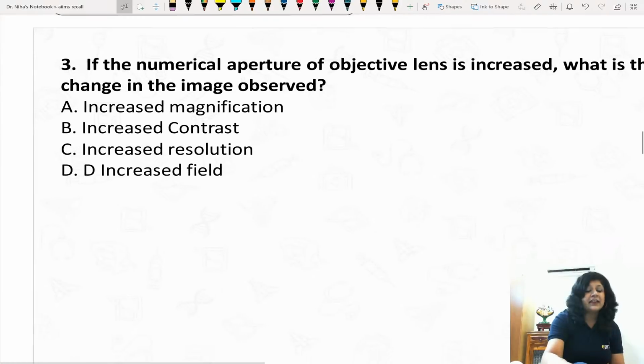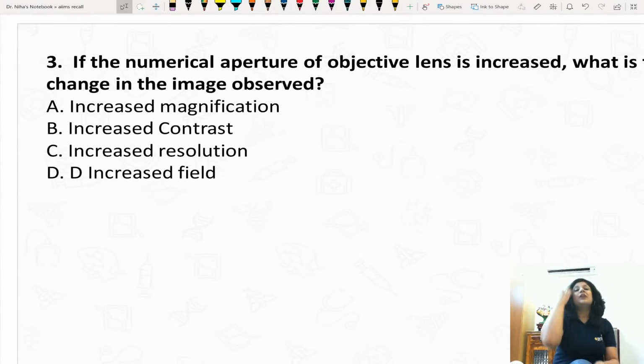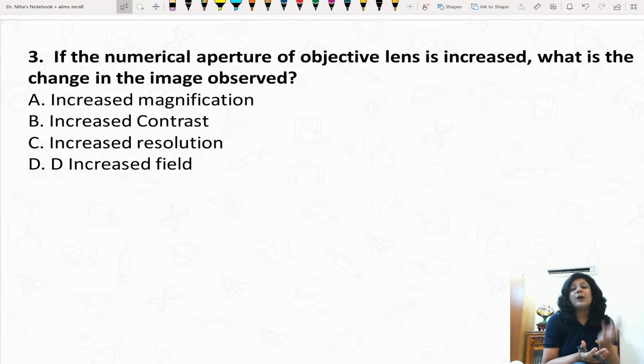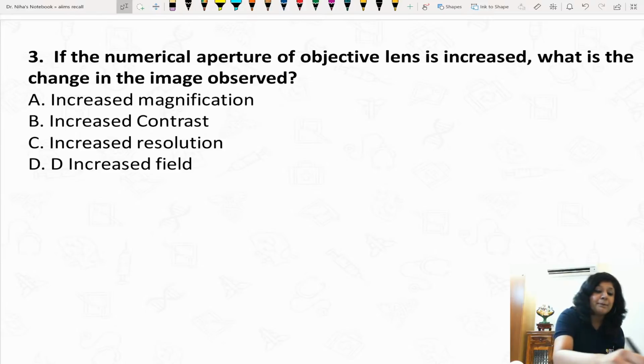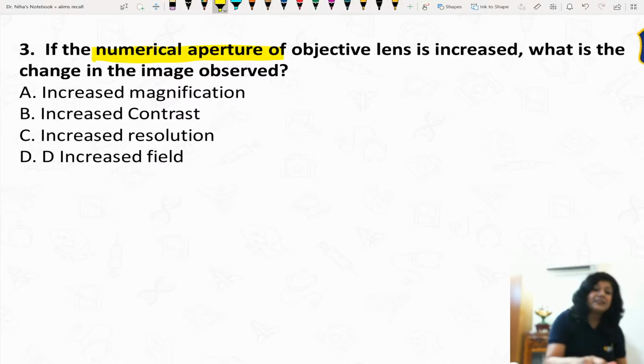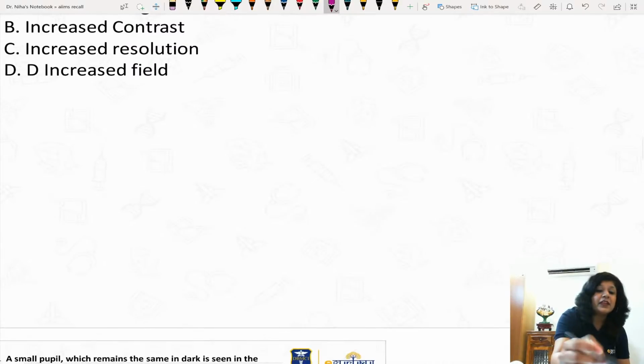Now this is again a question which is very much dependent on your practical knowledge. They are asking you about the operating microscopes. So in the operating microscope, what are they asking? They are asking about the numerical aperture of the objective lens. So if it is increased, what is the change in the image observed? Better magnification, better contrast, better resolution, or increased visual field. So let us see what will happen and what is actually numerical aperture.